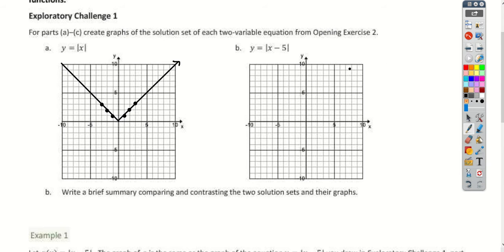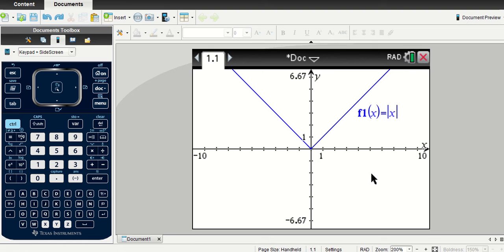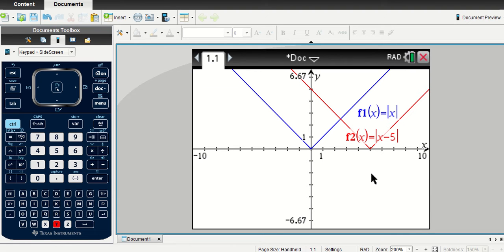So remember, we need arrowheads, and then we're going to have our label, y equals the absolute value of x. All right, so the next graph is going to be y equals absolute value of x minus 5. And we can see that essentially all that happens is we're shifting the x values 5 units to the right.